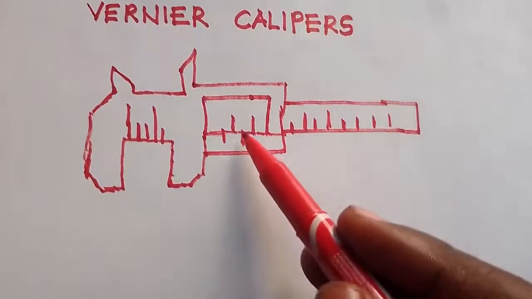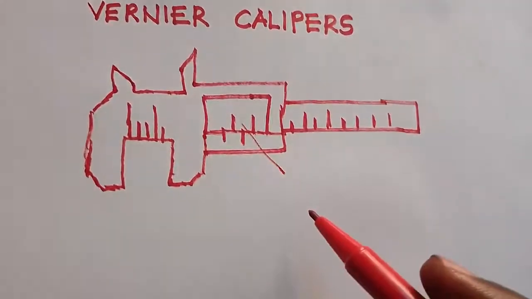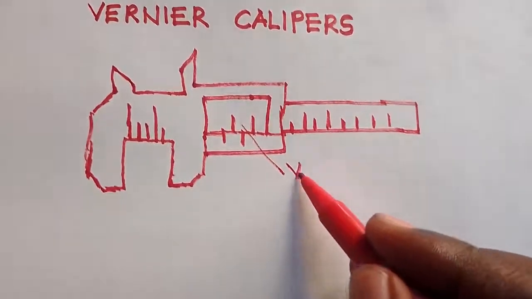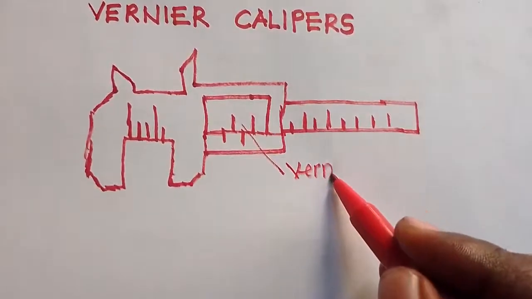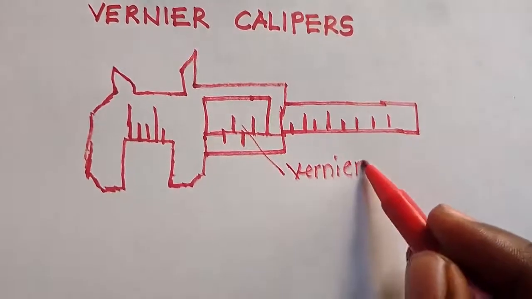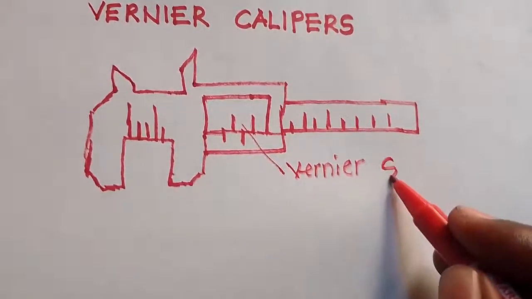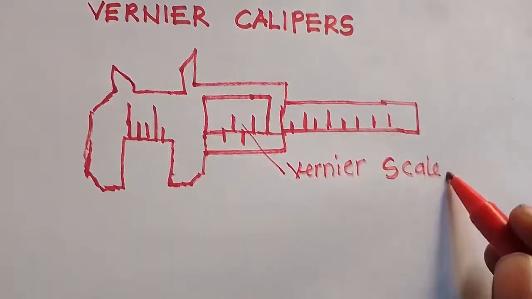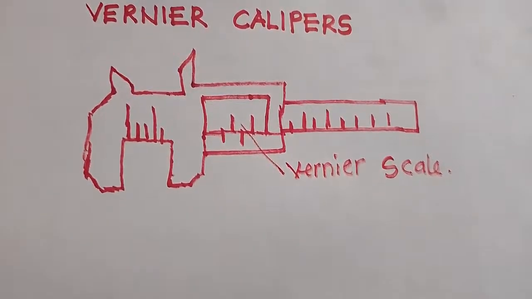We've got this scale that is here, and that scale is called a Vernier scale. Hope we understand that. The scale that is there is called the Vernier scale.